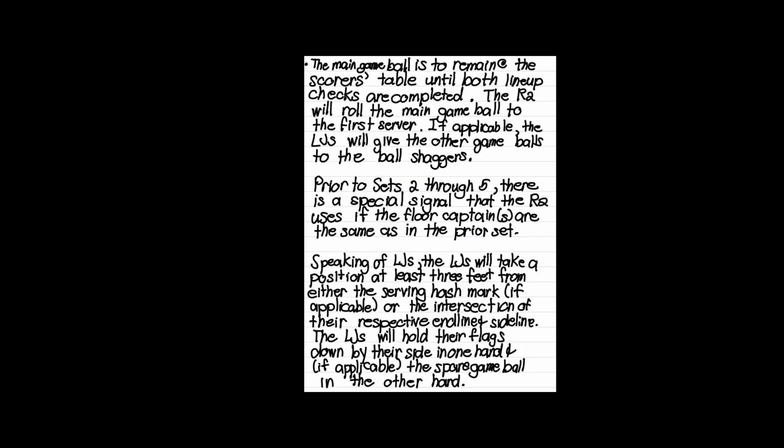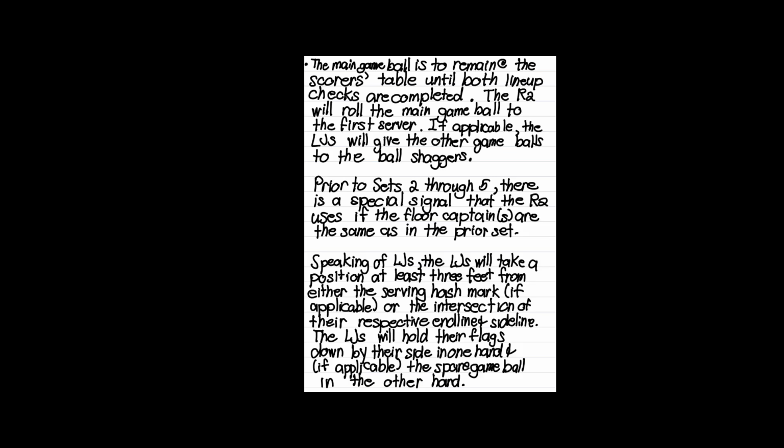Some quick notes to remember about lineup checks. The main game ball is to remain at the scorer's table until both lineup checks are completed. Once both lineup checks are completed, the second referee will roll the main game ball to the first server. If applicable, the line judges will give the other game balls to the ball shaker.